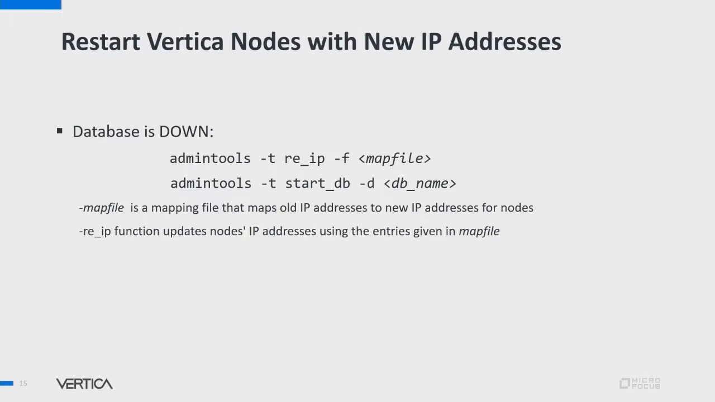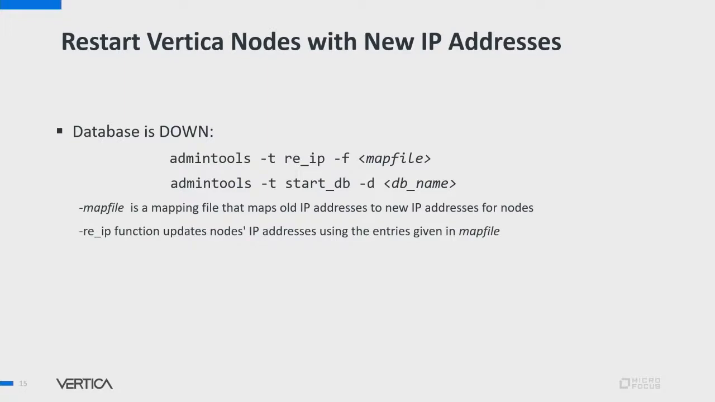As for the second case, that is, starting up down Vertica nodes with the new IP addresses when the entire database is down, the existing admin tools re-IP command and startdb command can be used. In the admin tools re-IP command, one can first prepare a map file that maps all the IP addresses of all nodes in the database, or just a subset of the nodes in the database, to new IP addresses. And then the re-IP command will update the IP addresses for those specified nodes everywhere, according to the entries given in the map file. Finally, admin tools command startdb can be used to start the database.